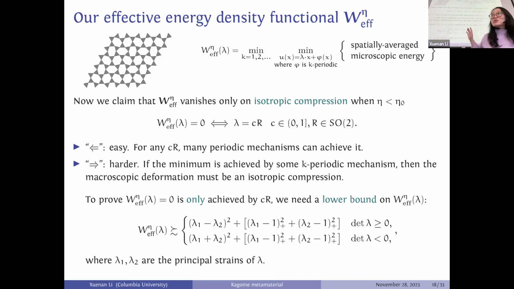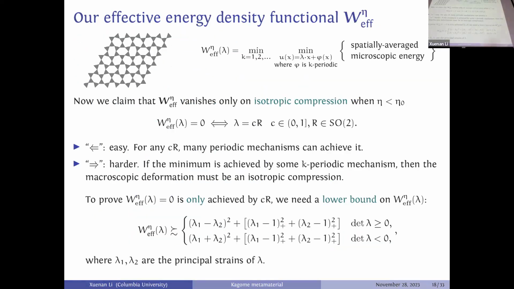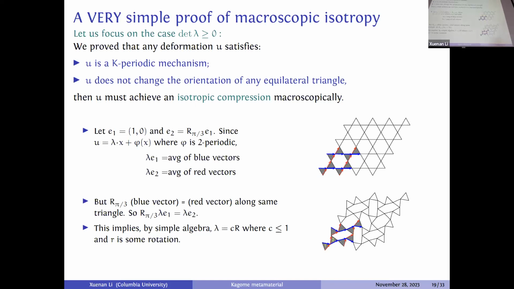I think that can be believed, or it's just a linear algebra problem you can work through yourself. So the key point is, how would we show all the possible K periodic mechanisms must achieve isotropic compression? That's a very key point for deriving this lower bound. And I put it here because it's something everybody who knows high school geometry should be able to understand what I did here. So the problem here is, how will we show all the K periodic mechanisms must be isotropic compression? Okay, so let me draw.